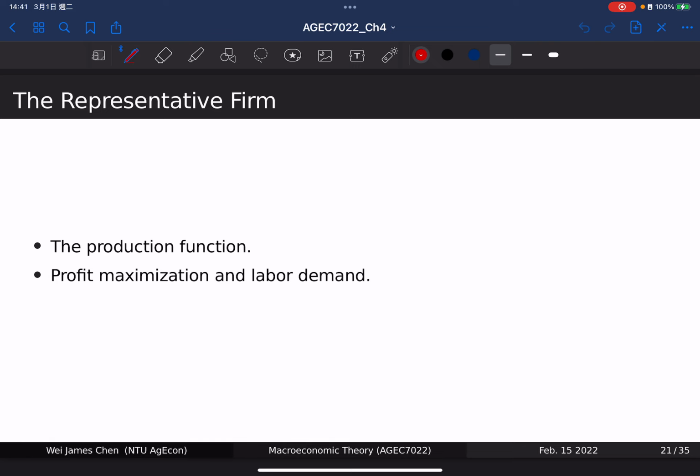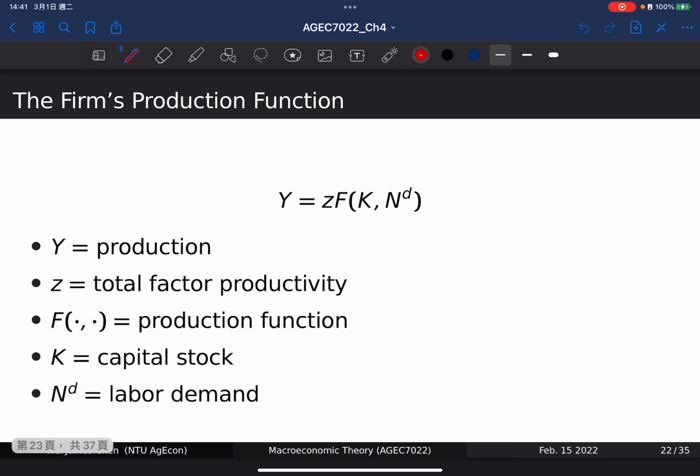Okay. Now let's start the next part of this chapter, the representative firm. So this firm has a production function, and as microeconomists, we assume that this firm is going to do profit maximization. And this profit maximization, like the utility maximization that we've done for the decision maker, the consumer, will give you something on the labor market. And for the firm, what you get here is the labor demand. Okay. So this is the production function.